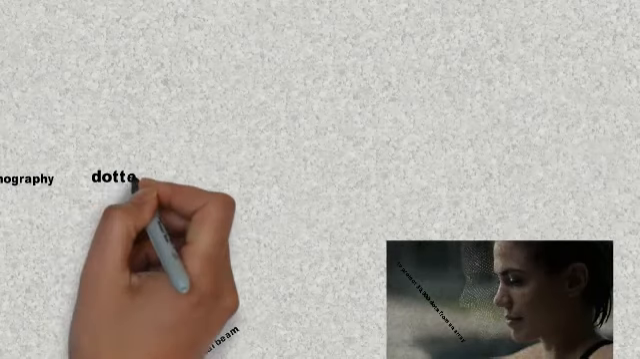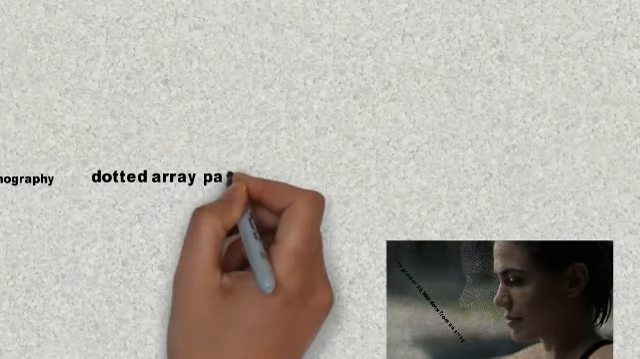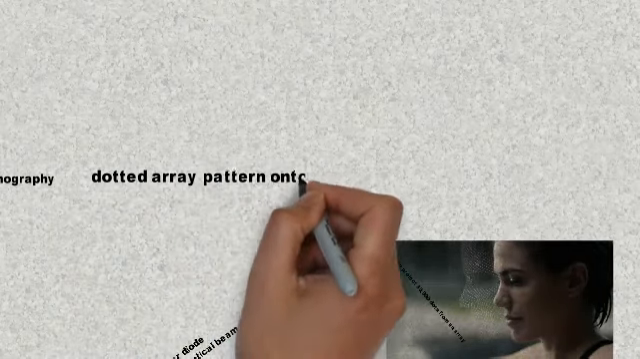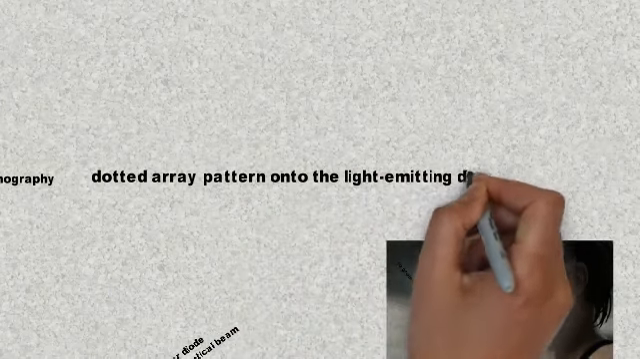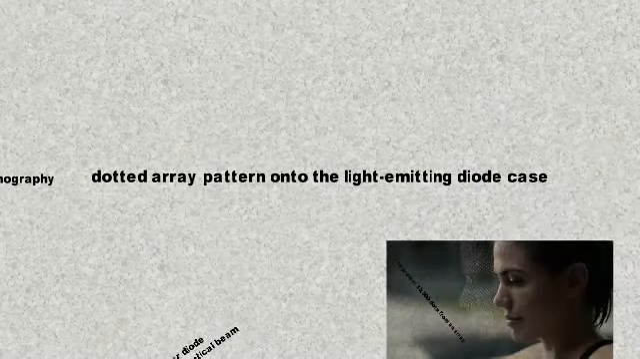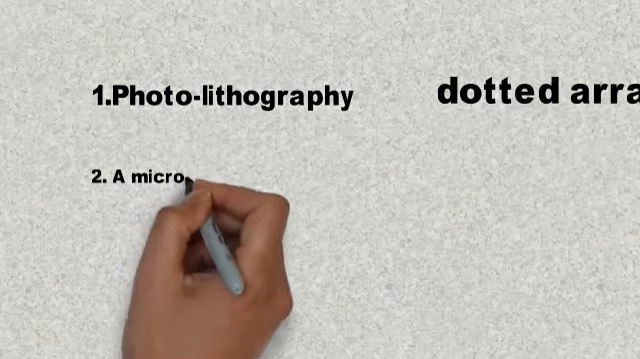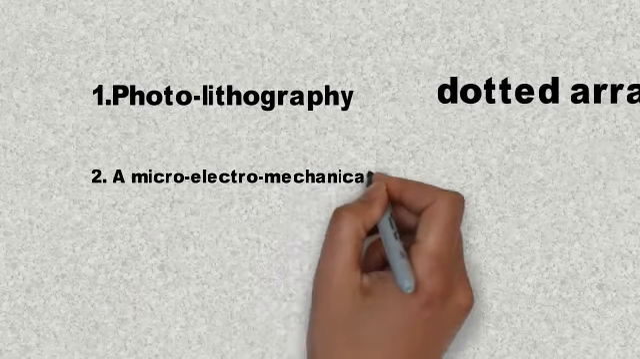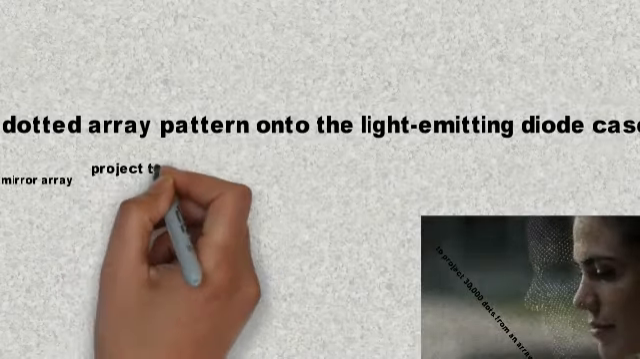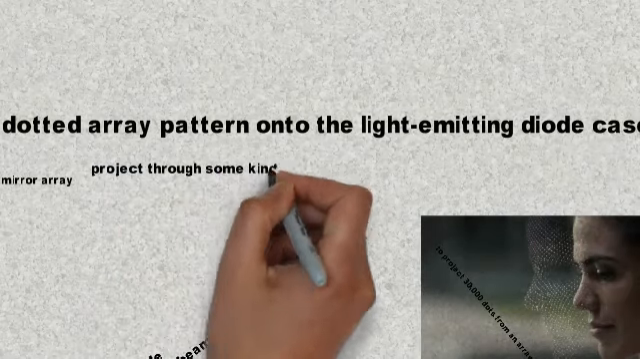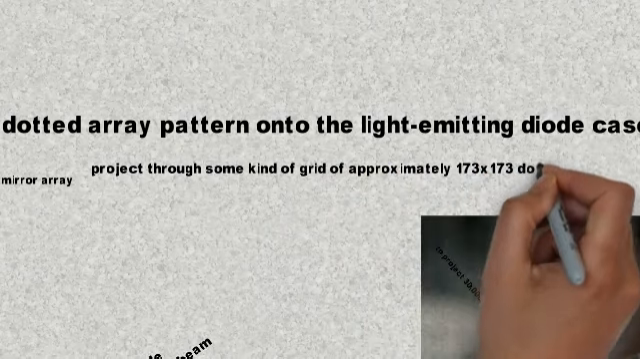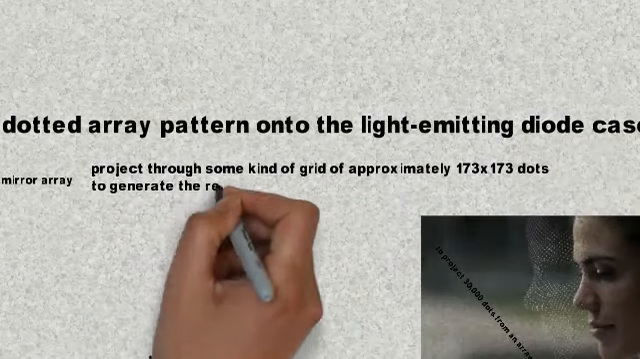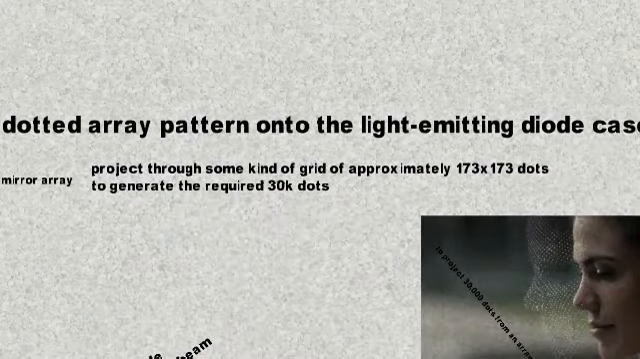Well, how? First thing it uses is photolithography technology. What is that? Photolithography technology is creating a dotted array pattern. Each dot symbolizes a mathematical array of the three-dimensional system by a diode. Now, the second part is the microelectromechanical mirror array. Now, what is it? It creates a square grid of 173 by 173 dots on the face of a person, which turns out to be approximately 30,000 dots or 30,000 arrays.